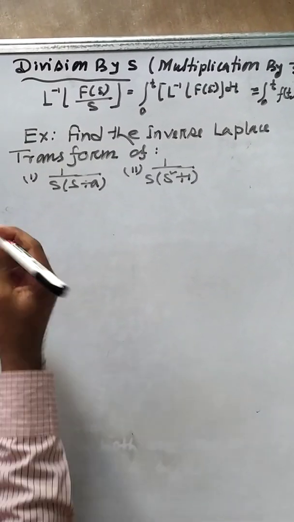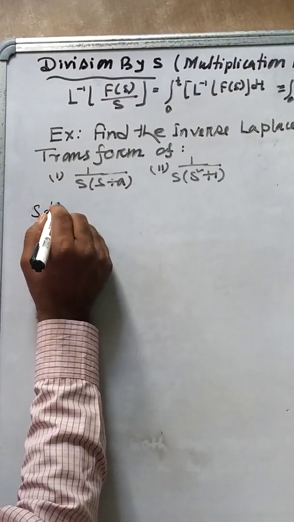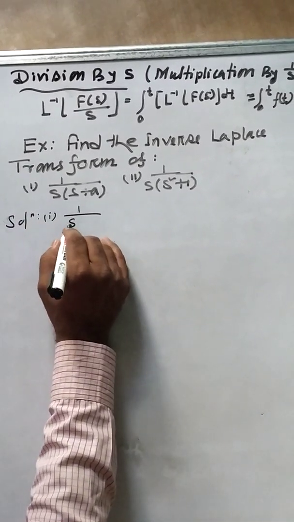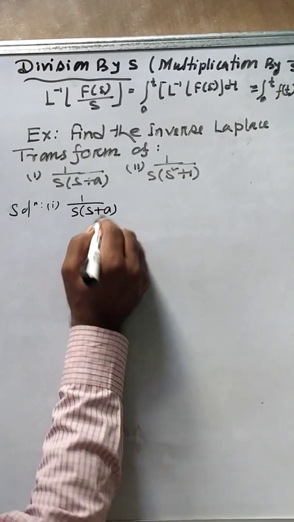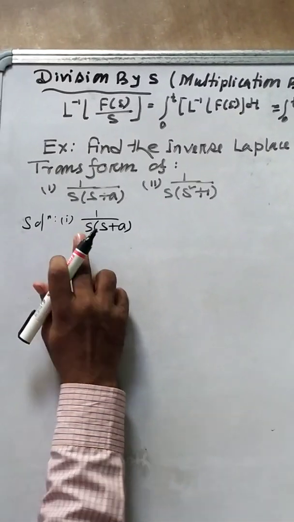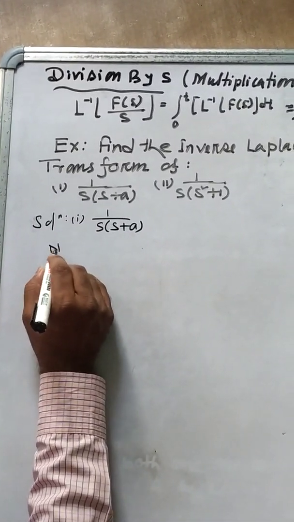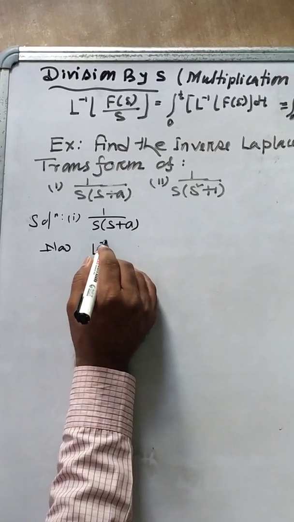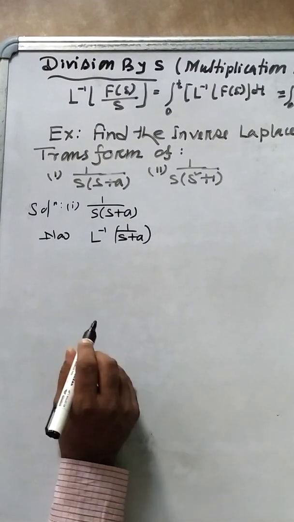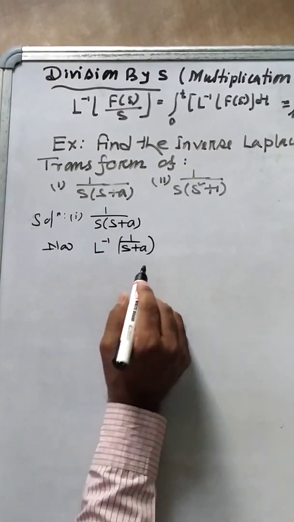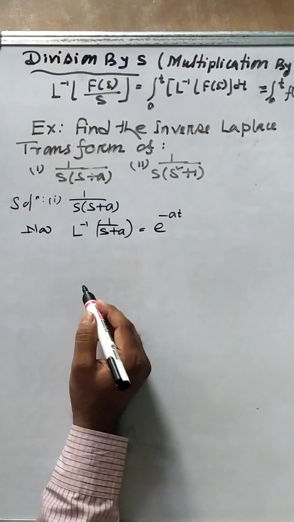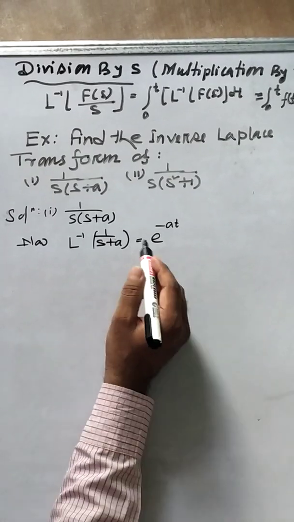In number 1 we consider 1 by s plus a. First suppose this s is absent. Now L inverse of 1 by s plus a. Suppose this s is absent, we consider this one. This value is e to the power minus at. We know this formula, e to the power minus at.